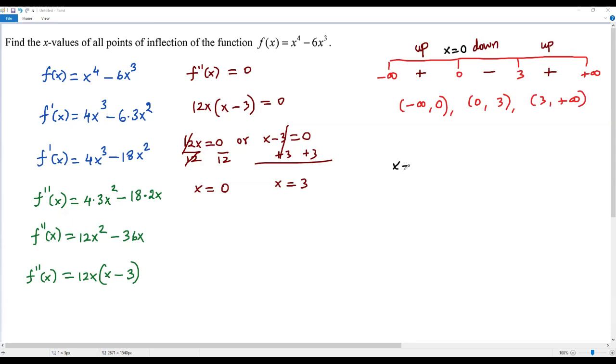Okay, so when the curve is passing through x equals 0, it changes from concave up to concave down. So clearly, at x equals 0, we have a point of inflection because the curve changes from concave up to concave down. And also when the curve passes through x equals 3, it changes from concave down to concave up. So we have another point of inflection at x equals 3. So there are 2 points of inflection for the graph of the given function. At those 2 points of inflection, the values of x are 0 and 3.